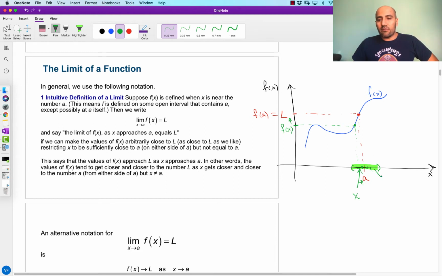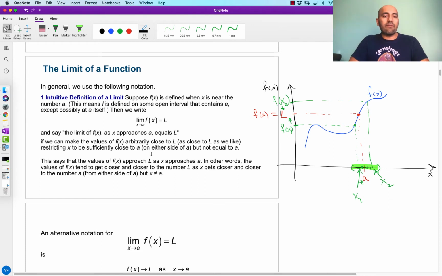If we had chosen some other value over here, like let's call that x sub 1, maybe this one over here is x sub 2, so maybe this one maps to there and then comes over here. Maybe this is f of x sub 1, and over here we have f of x sub 2. And as you can see, the closer we let x be to a, the closer the outputs of f of x, whatever those outputs are, will get to L. Right? So that's what this is saying.